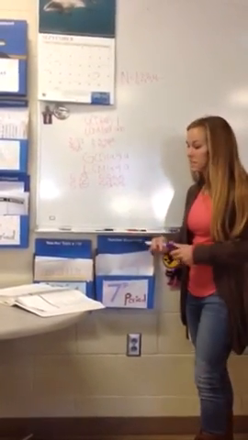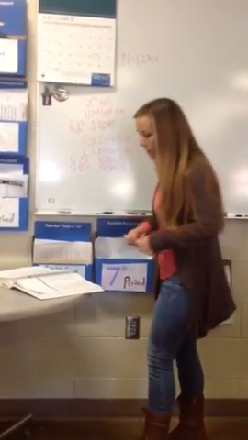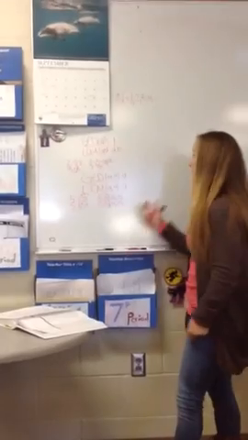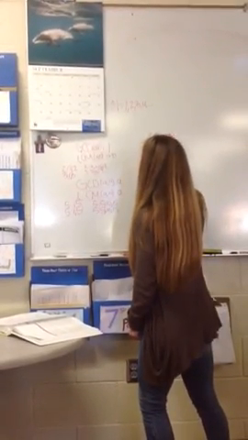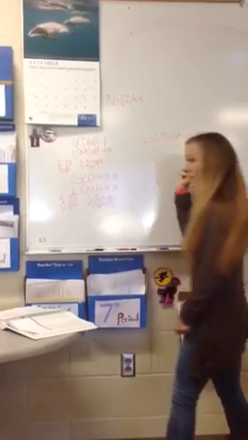Now for part C, they want the greatest common divisor and the least common multiple for A squared and A. So we're going to find the greatest common divisor for A squared and A.